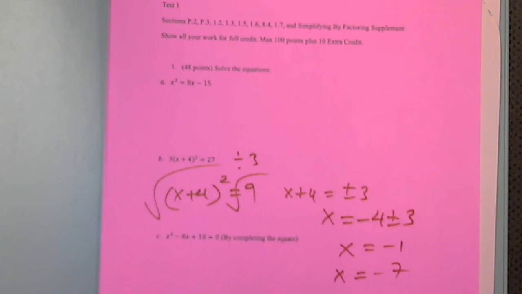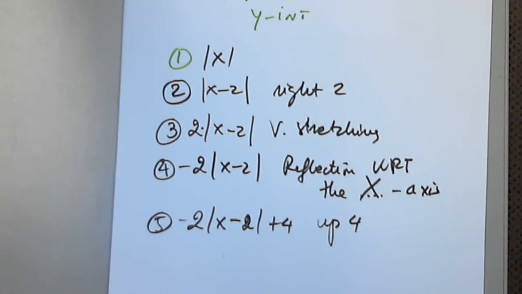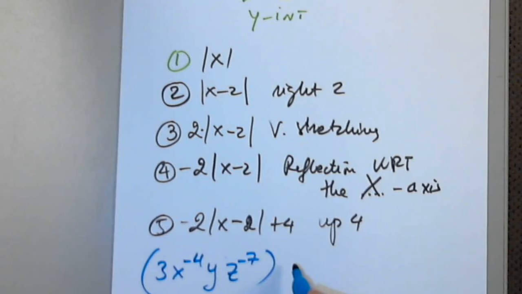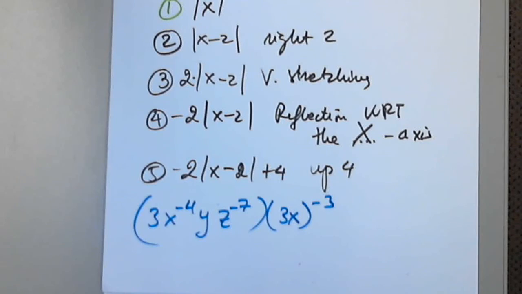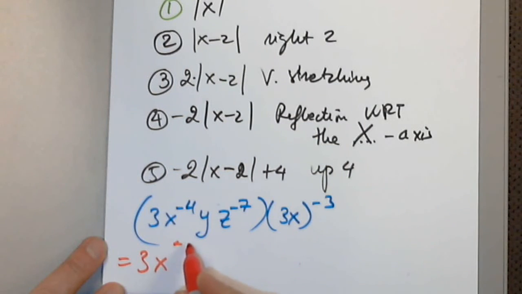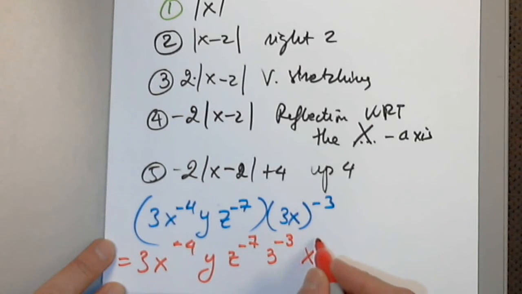Anything else? Number 2b? From the same one? Yes, 2b. 3x to negative 4, y, z to negative 7, and 3x to negative 3. Normally I should simplify inside, but there is nothing I can do. Here there is a power, I have to apply it. So then I copy 3, x to negative 4, y, z to negative 7, 3 to negative 3, x to negative 3.